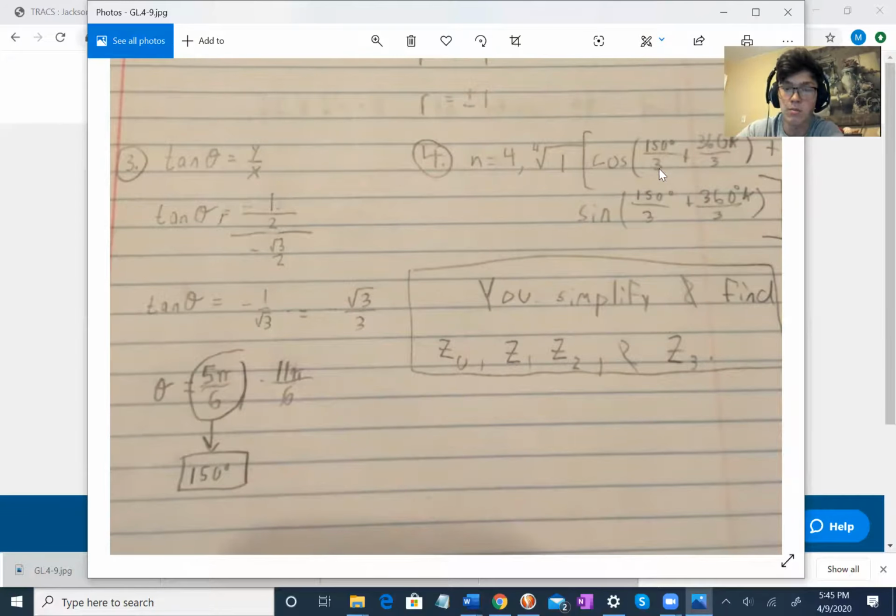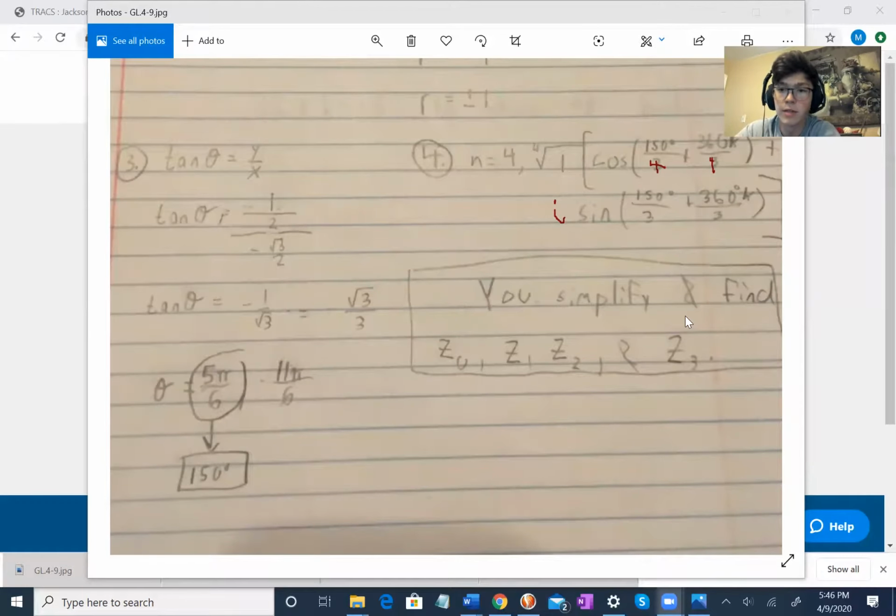divided by 3. That is incorrect. That should be a 4. I'm sorry. But that's a 4. Okay? That's because n is 4. All right. Now that we fixed that, 150 divided by 4 plus 360, that comes from the equation, divided by n, which is 4, times k. And we'll get to k here in a second. And then the sine is the exact same thing, except there should be an i here. Okay. Remember, because we are in complex numbers.